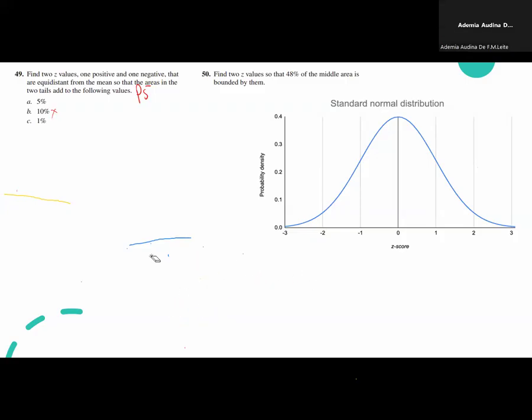Okay, that means equidistance means equal distance. So you want to find a z value that is an equal distance from the mean. Which one is the mean? The mean is in the middle. Okay, let's just come up with some arbitrary value. I don't know whatever z value here, but whatever I put here, the z value is also the z value on the other side.